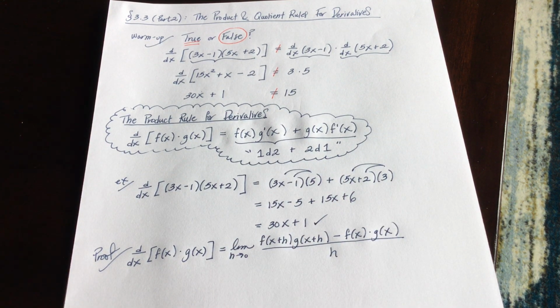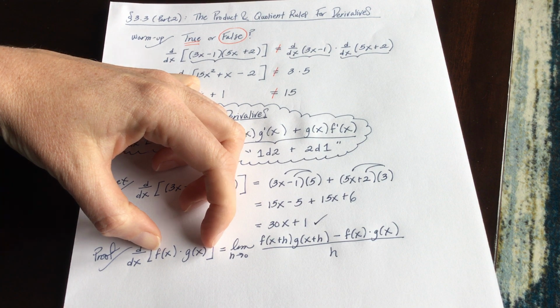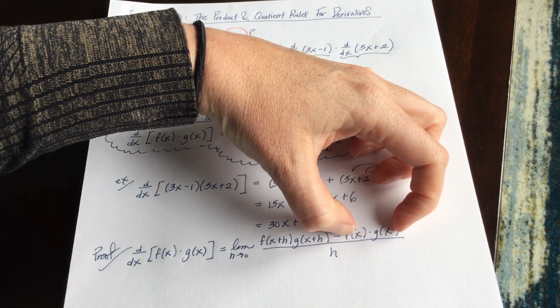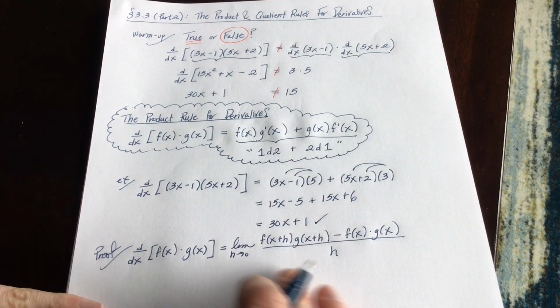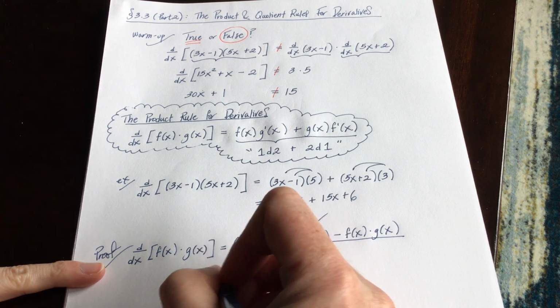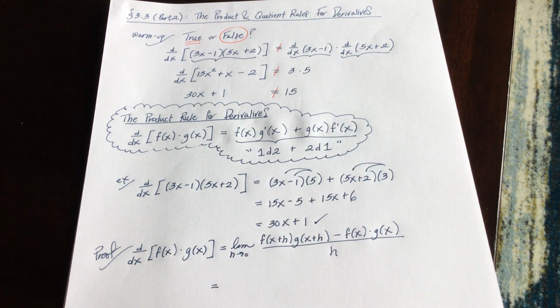So that would be step 1. Just go ahead and use the definition of derivative, and this is the function that you're taking the derivative of. So this function with x plus h substituted in, subtract the function as is, and then divide it all by h.